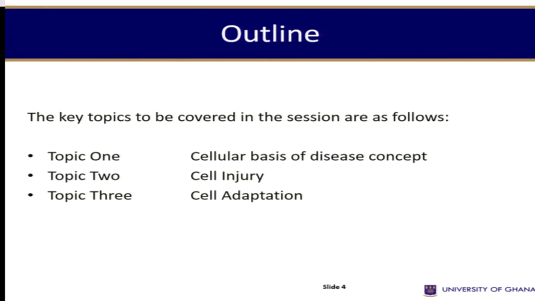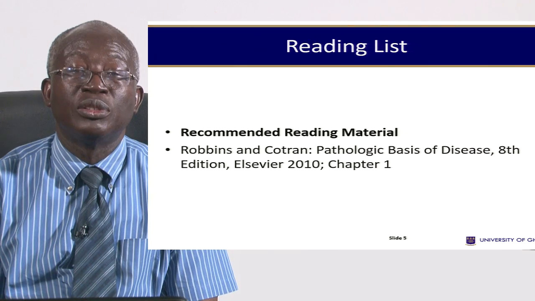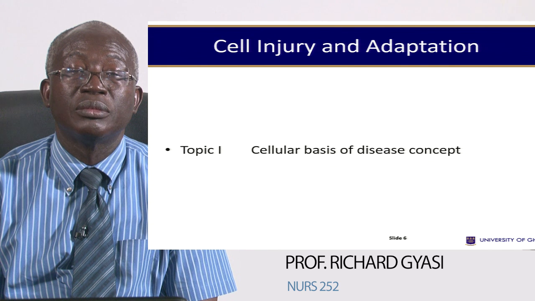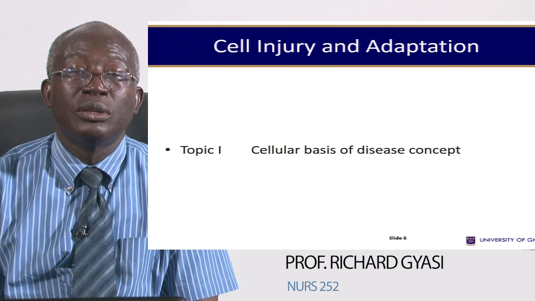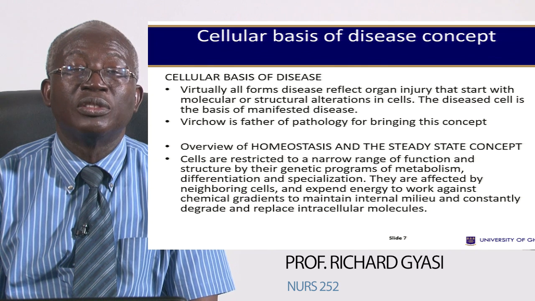The key topics that will be covered in this session are the cellular basis of disease concept, cell injury, and cell adaptation. The recommended written material is still chapter 1 of Pathologic Basis of Disease by Robbins and Cotran. So the first topic is the cellular basis of disease concept.